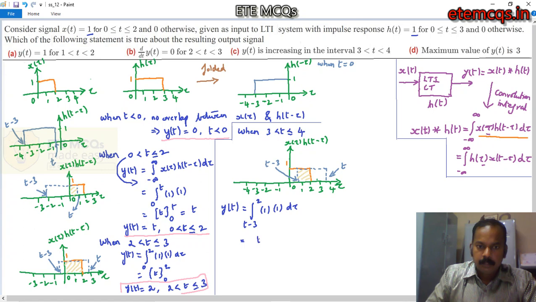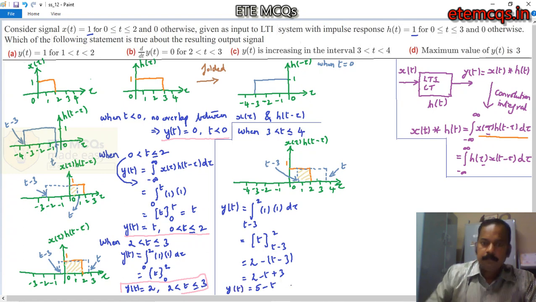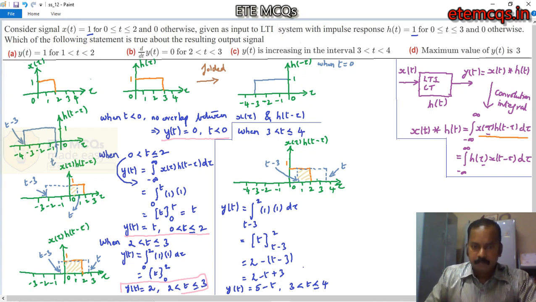So finally you get t upon integration between limits t minus 3 to 2. So it is nothing but 2 minus of t minus 3, which is equal to 2 minus t plus 3. So it is 5 minus t, which is your y of t. And this is for the case when t is between 3 and 4, 3 less than t less than or equal to 4. When t is between 3 and 4, y of t is 5 minus t.